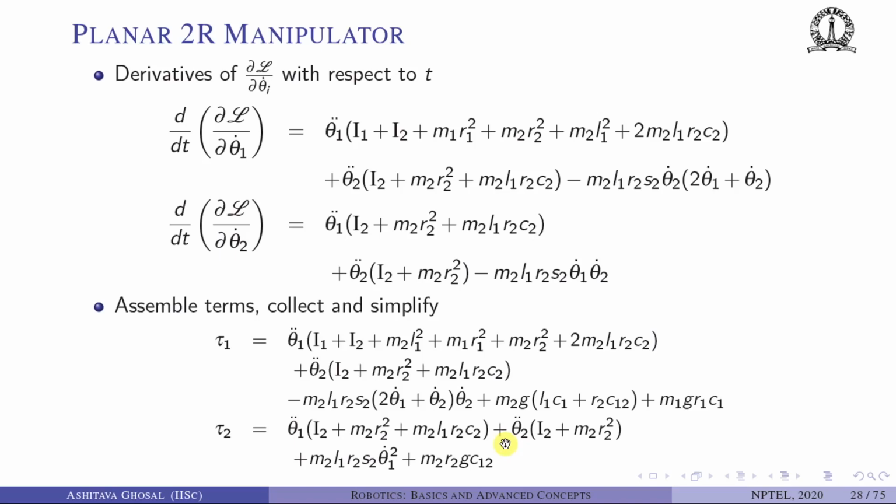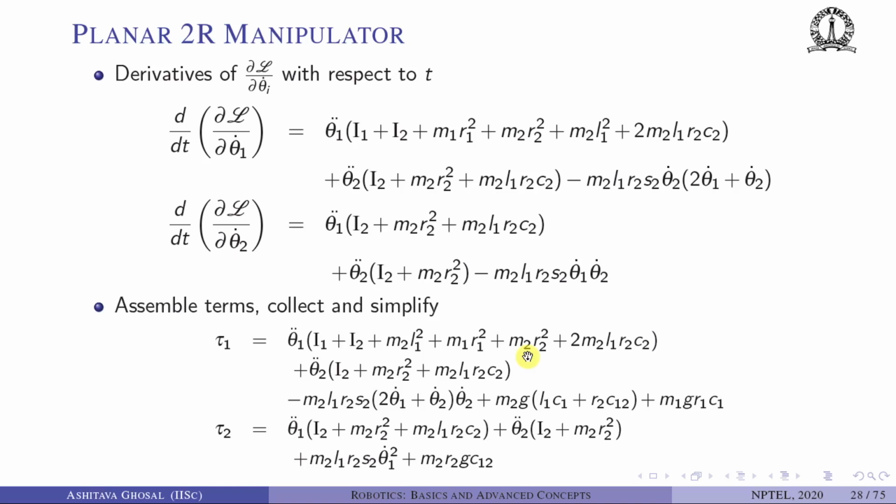Okay, so let's take a brief moment and see what the terms are which contain theta 1 dot. Inside the bracket we have I1, I2, m2 l1 square, m1 r1 square, m2 r2 square. You can think of I1 plus m1 r1 square as the inertia with respect to the origin of the coordinate system. Similarly, I2 plus m2 r2 square is the inertia with respect to the CG, and we want it with respect to the origin. So this is sort of expected. We have done a transference of the inertia from the CG to the origin.